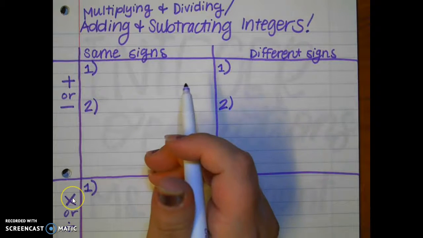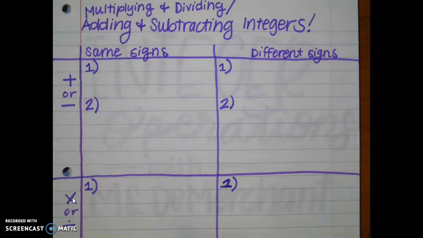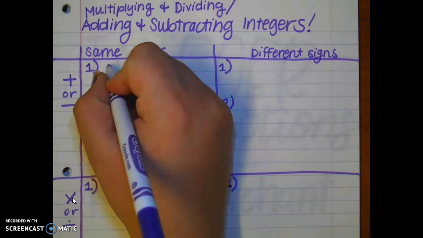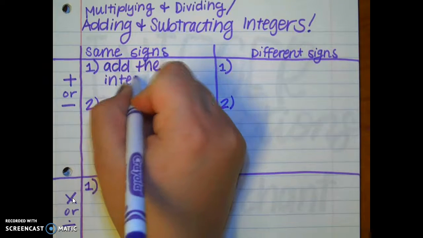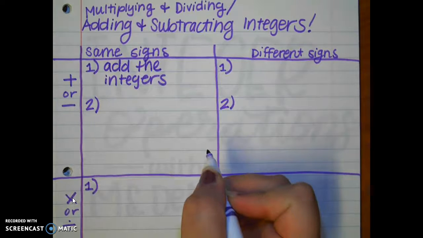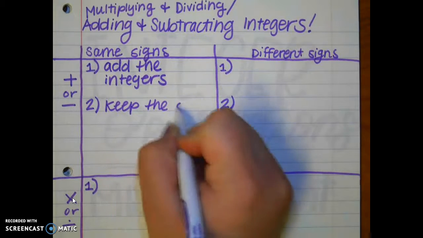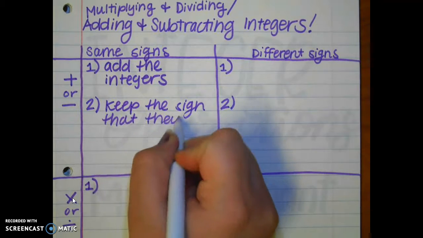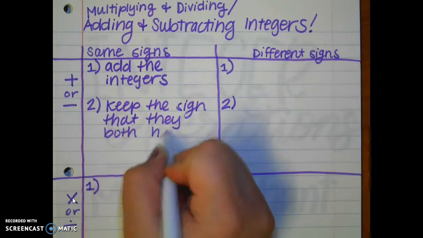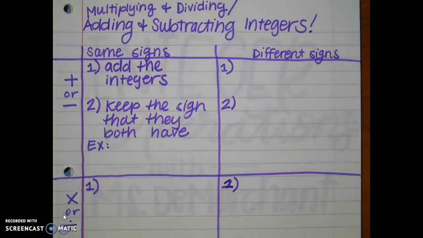All right, so I'm just going to go ahead and list out the rules for y'all. So when they're same signs, don't forget that we are just going to add the integers, which means we're just going to be adding up the numbers. Right? Then the second step is to keep the sign that they both have. All right? We could do an example.